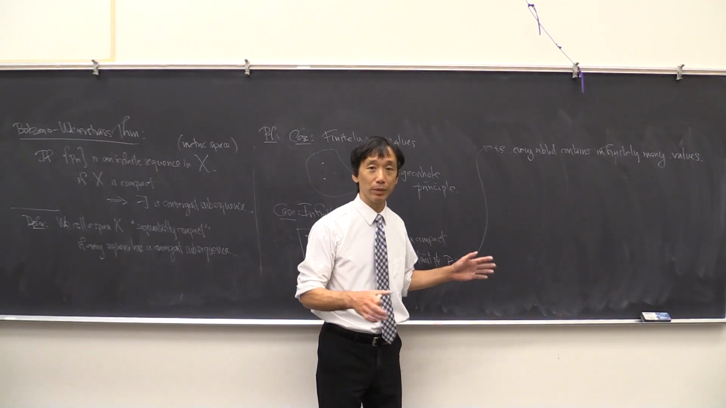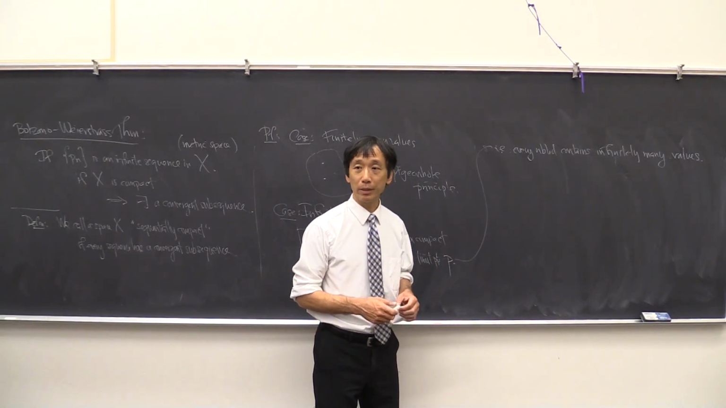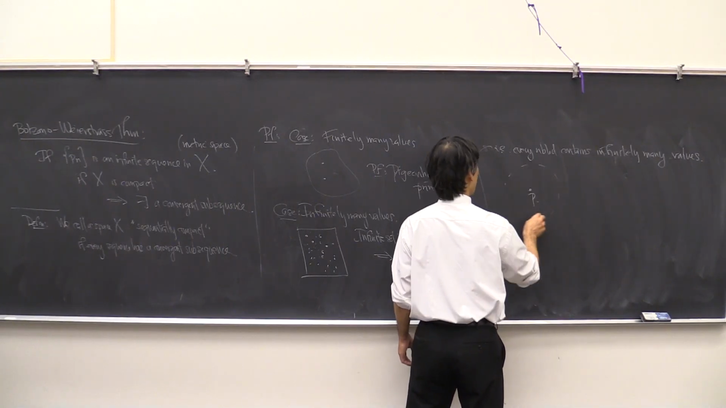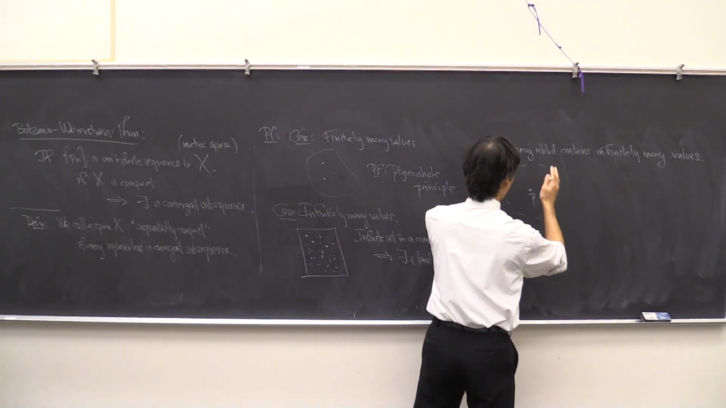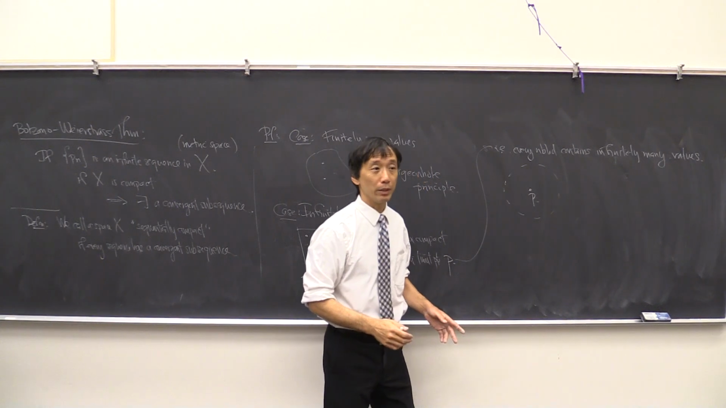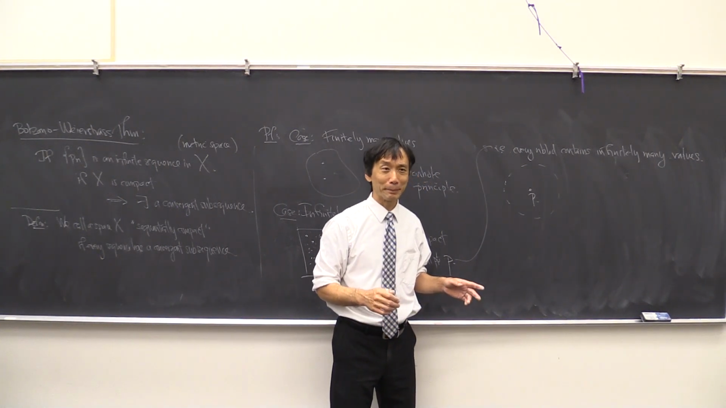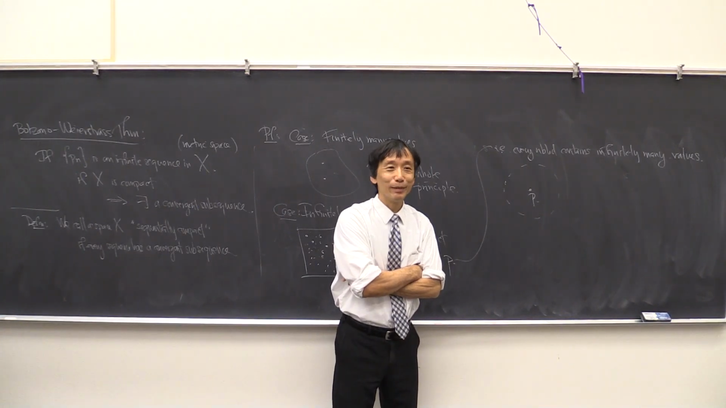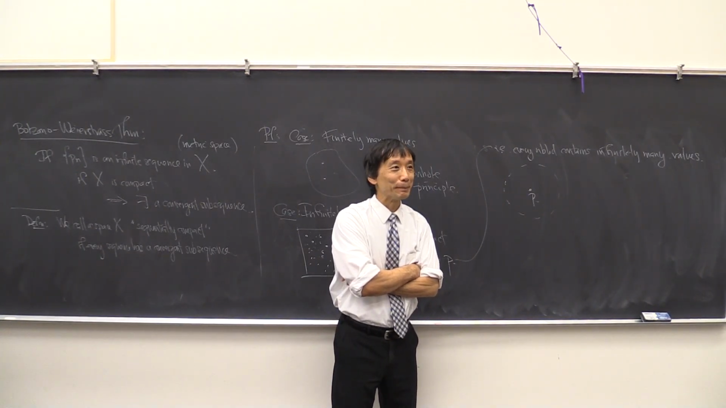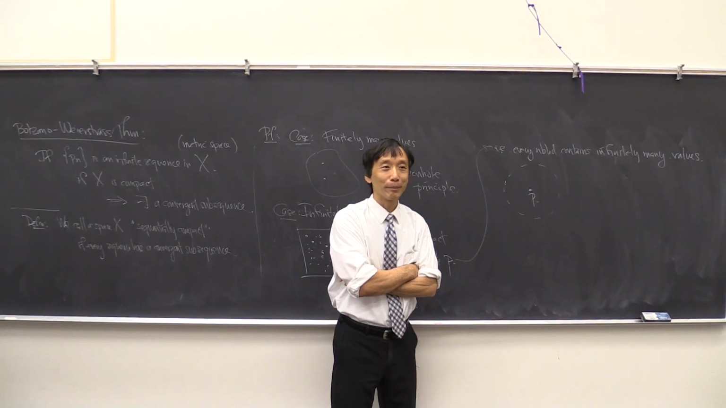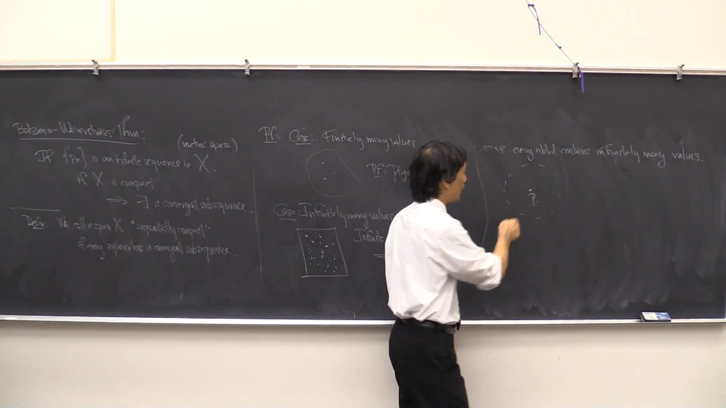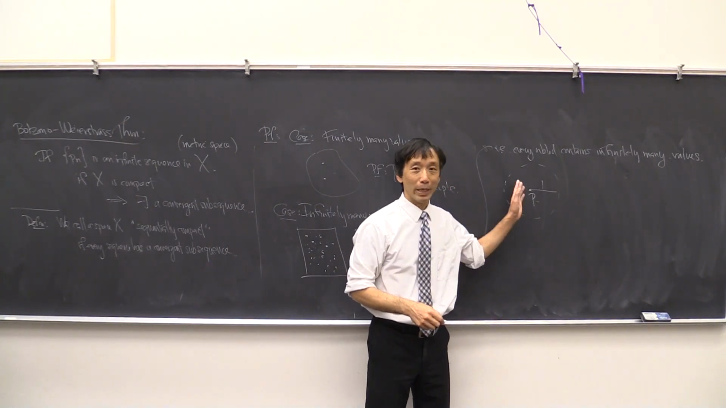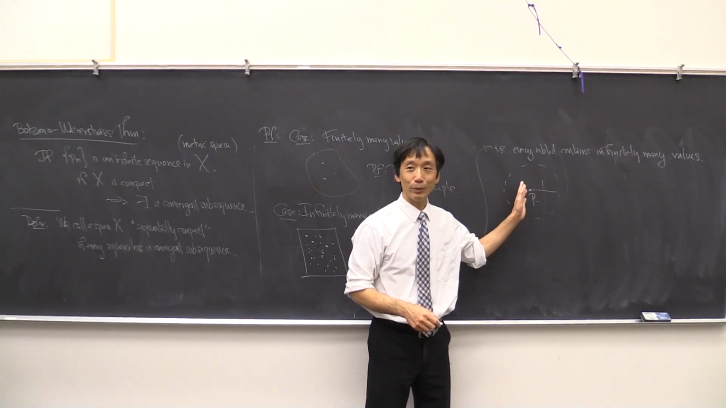Does anybody want to lay out how you might construct it? You've got this P, and you know that every neighborhood contains infinitely many values. So I'll take a neighborhood of radius 1, and how do I get a point inside there?